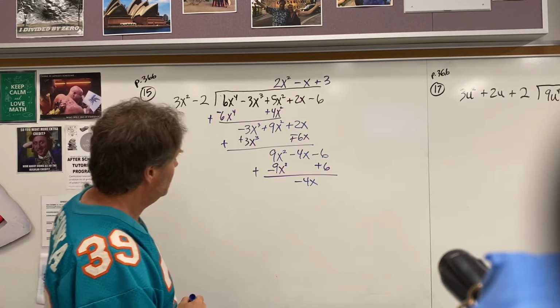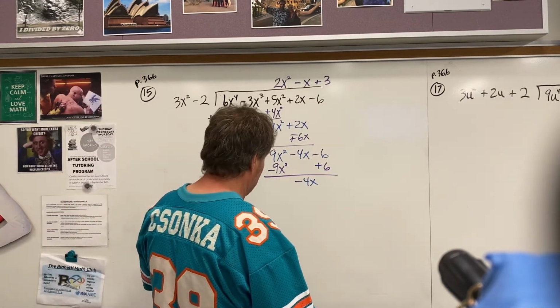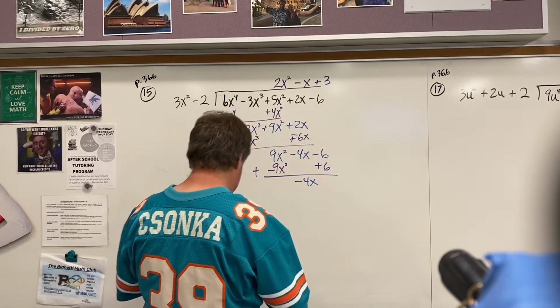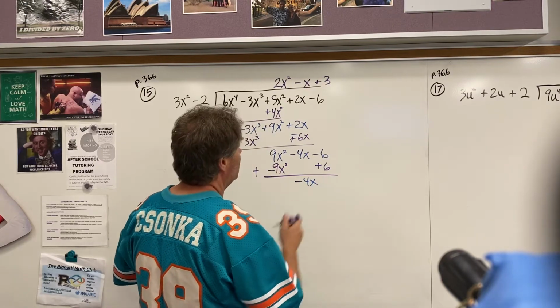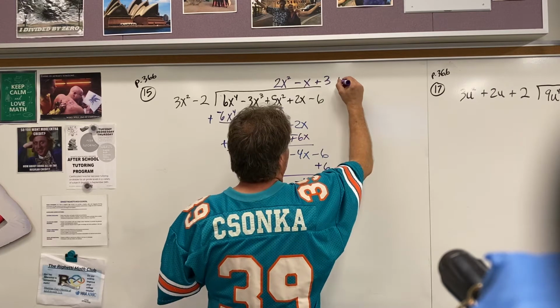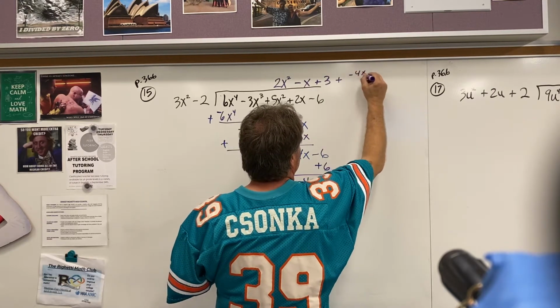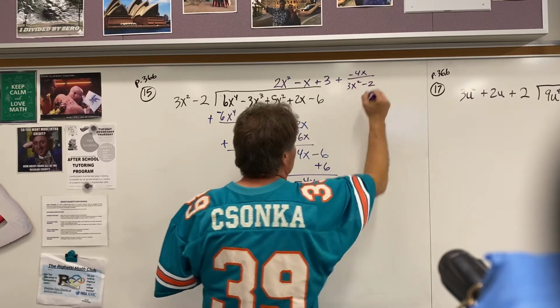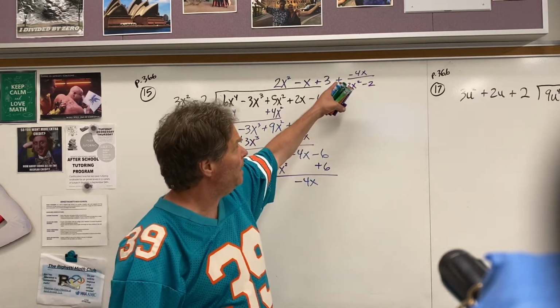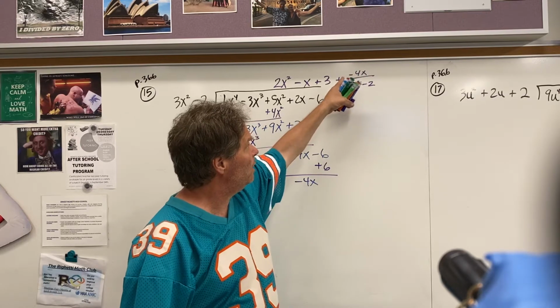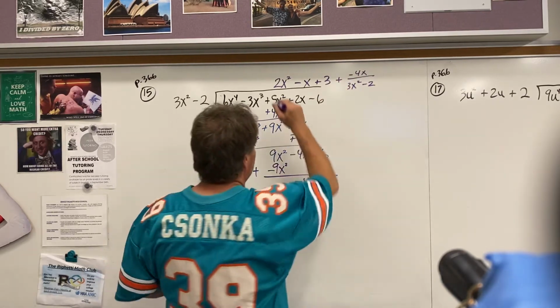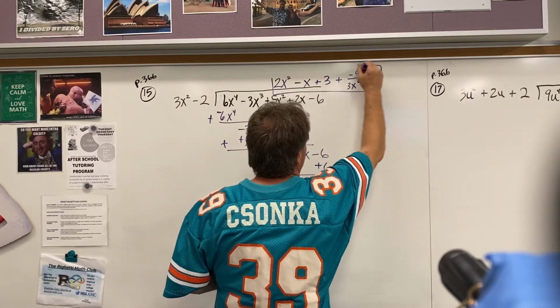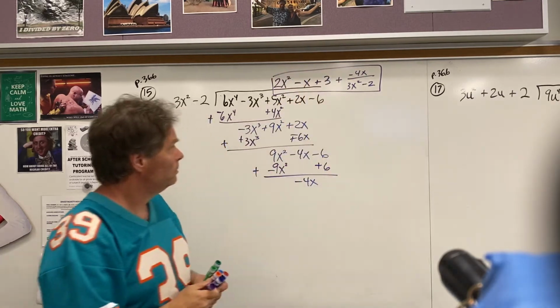Okay, so the final answer is that thing over that thing. So it's going to be 2x squared minus x plus 3 plus negative 4x over 3x squared minus 2. Or you could put minus 4x. This minus could come out front there. Either way, that's going to be the answer. Okay.